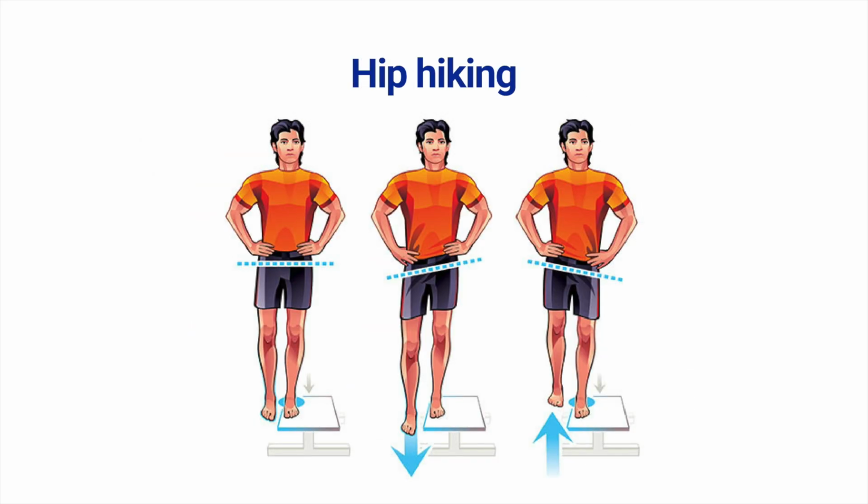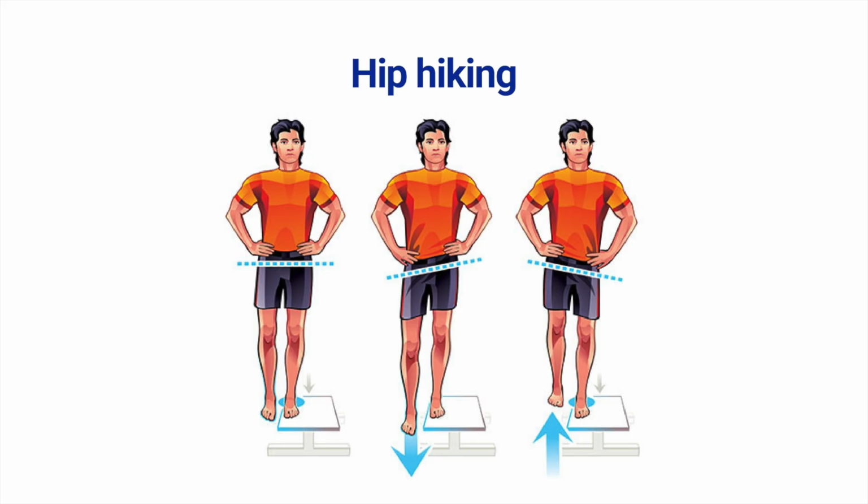Then we have hip hiking. Hip hiking is also another common compensatory gait deviation seen in individuals with neurological or musculoskeletal impairment. Hip hiking occurs when the person elevates one side of the pelvis during the swing phase of gait in order to clear the foot from the ground.